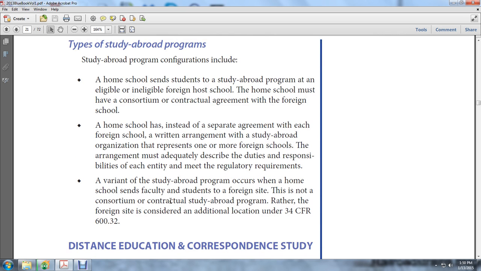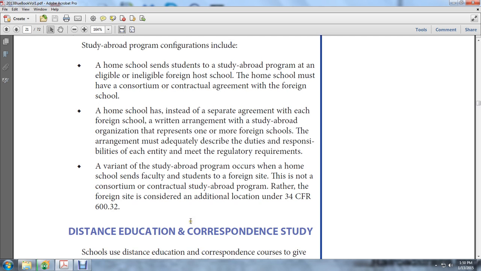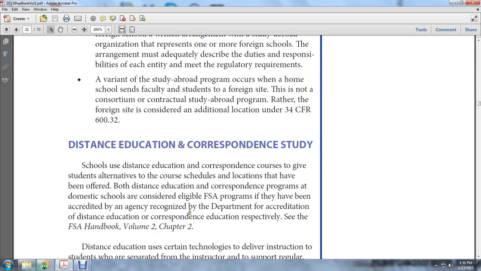A variation of the study abroad programs occurs when the home school sends its faculty and students to a foreign site. This is not a consortium or contractual study abroad program; rather, the foreign site is considered an educational location under Title 34 Code of Federal Regulations 600.32.